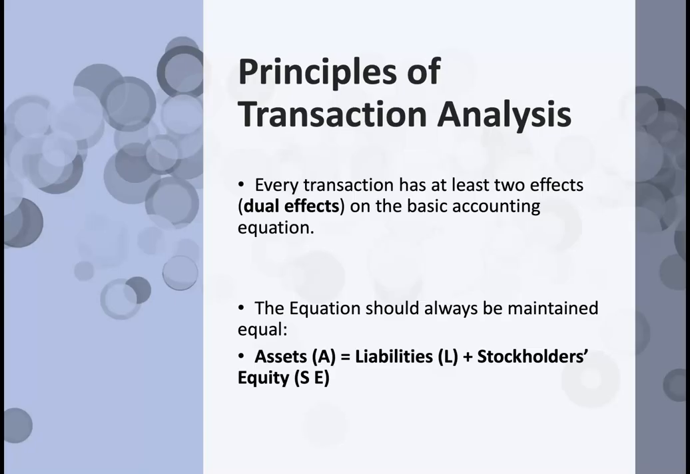All right, so now let's start talking about transaction analysis. When we do transaction analysis, these are the principles. First of all, every transaction has at least two effects, which we call dual effects, on the basic accounting equation: assets equal liabilities plus stockholders' equity. And this accounting equation will be used when we do the transaction analysis. Keep in mind, you should always keep your accounting equation equal. I repeat, you need to keep assets equal to liabilities plus stockholders' equity all the time.